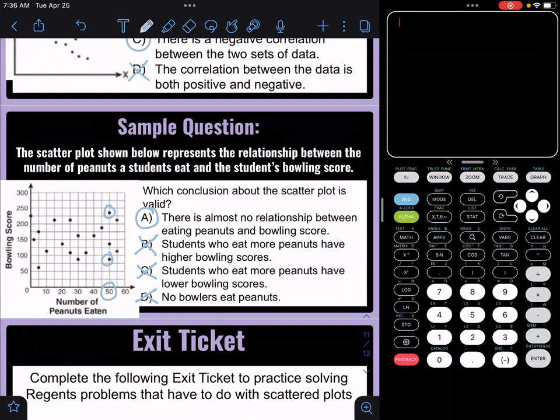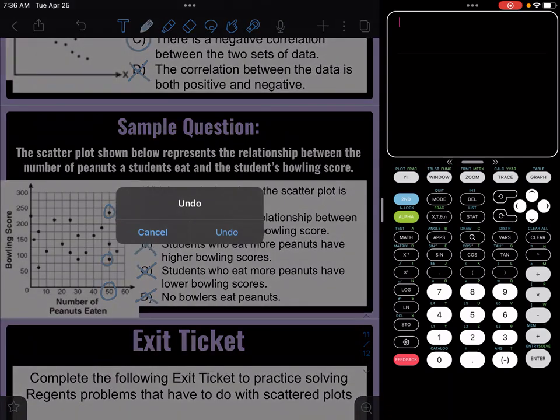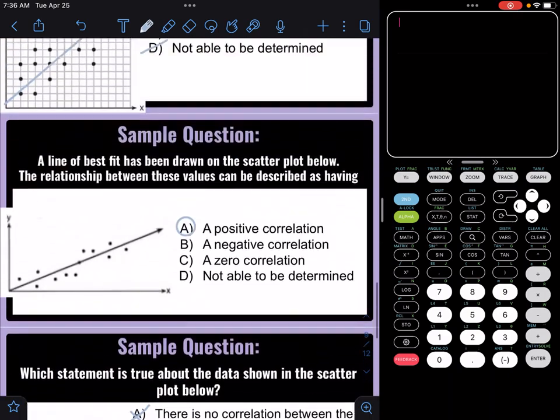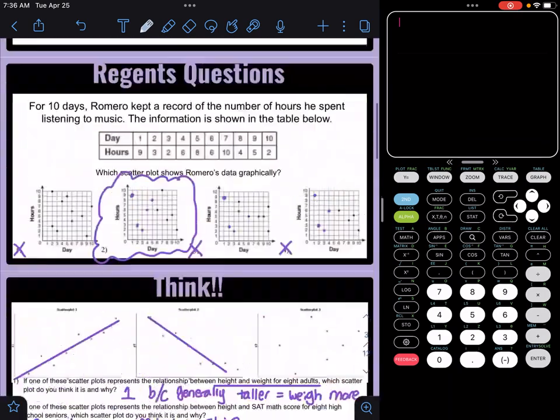And that wraps up our lesson on scatter plots and correlation. So there is now an exit ticket to be completed, so you can practice solving more Regents problems that have to do with scatter plots. And that wraps up the lesson.